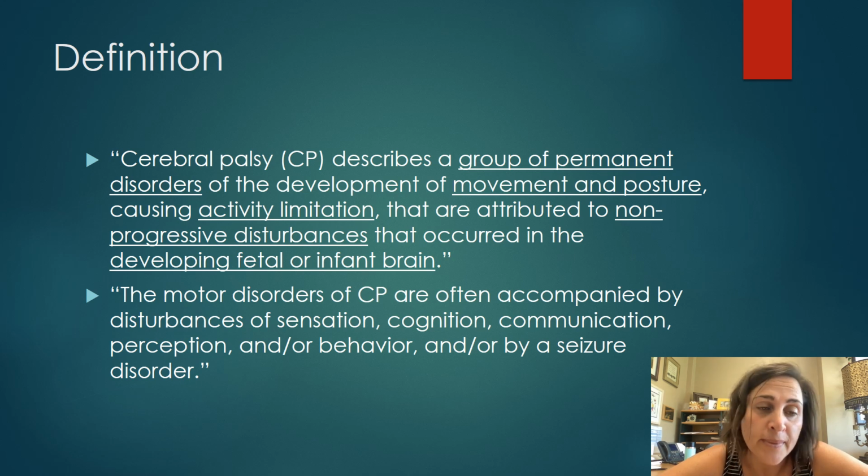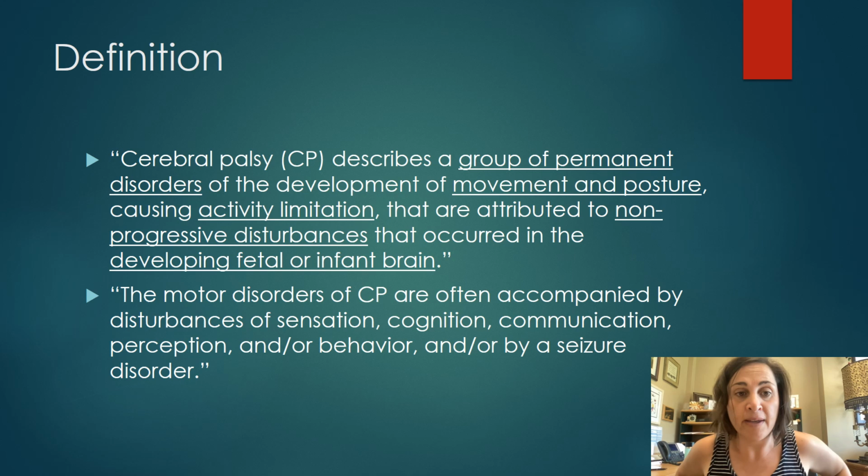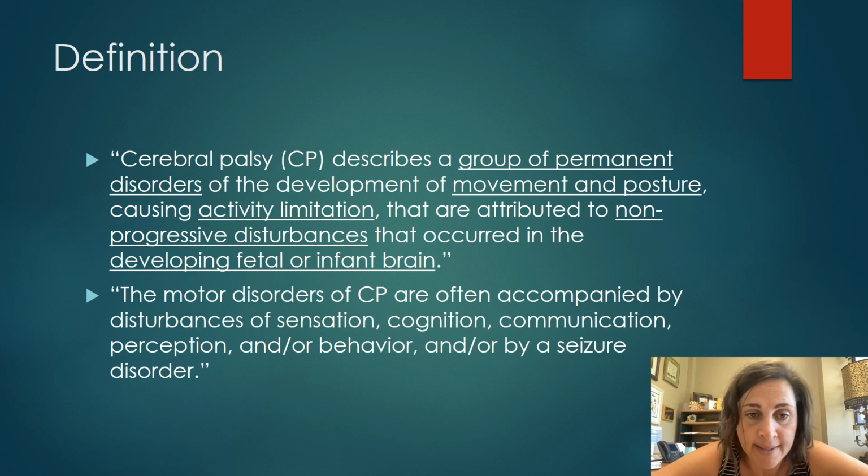So the most important pieces of this diagnosis are that these are permanent disorders. They affect functional ability, so functional movement and posture, and they cause limitations in activities of daily living. The other piece is that they are attributed to non-progressive disturbances or injuries. So progressive disturbances or injuries are not part of this definition, and they need to occur in the developing fetal or infant brain. So in general, this is usually limited to under 2 years of age.